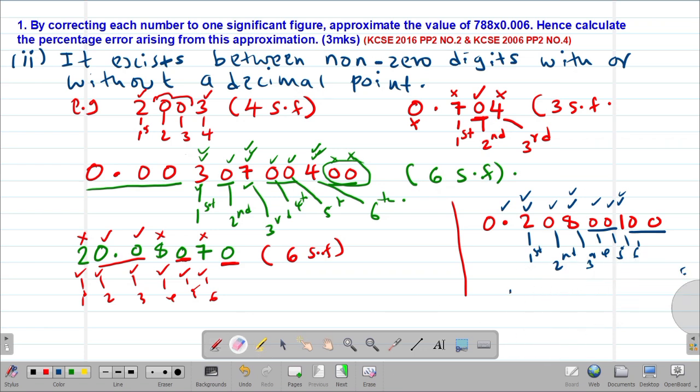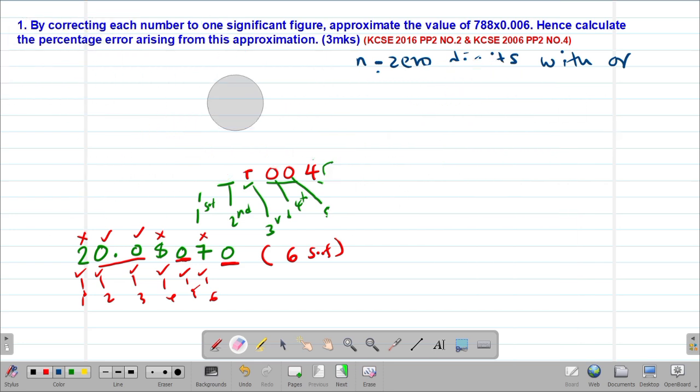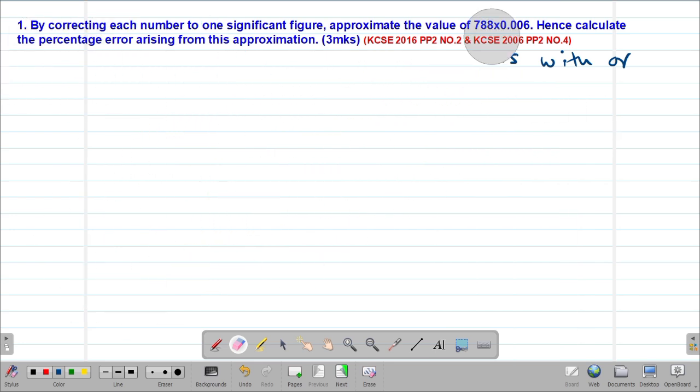Now, having understood what we mean by significant figures, we can look at our question. This question was repeated in two years, meaning that most students did not perform well in it. The instructions are very clear: correct each number to one significant figure. The first number you are given is 788.